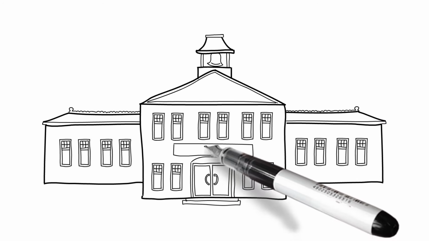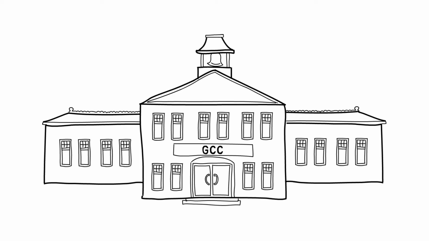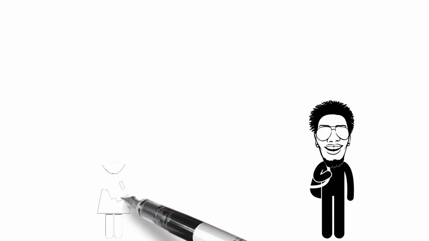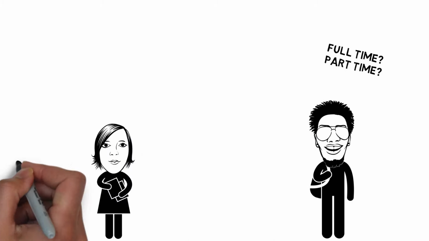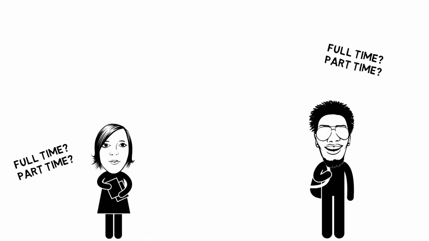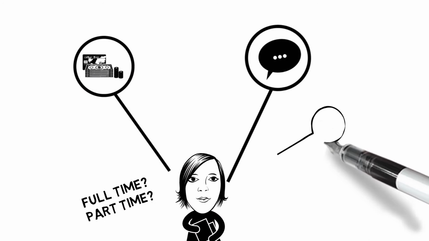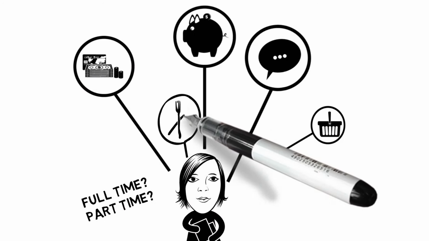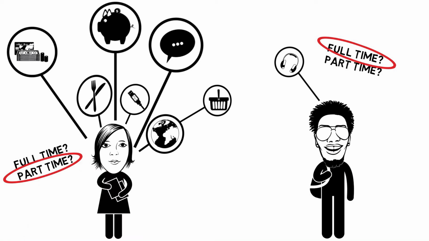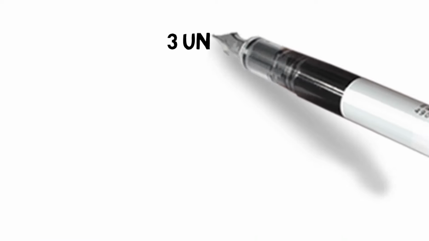As a student at Glendale Community College, one of the choices you will make is whether to attend full-time or part-time. You decide how many classes you think you can handle in your busy life. Full-time students take 12 or more units per semester. The number of classes depends on how many units each class is worth.